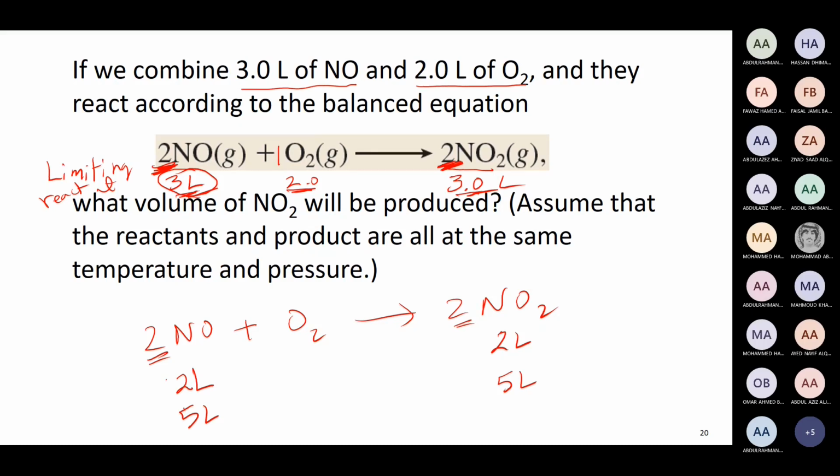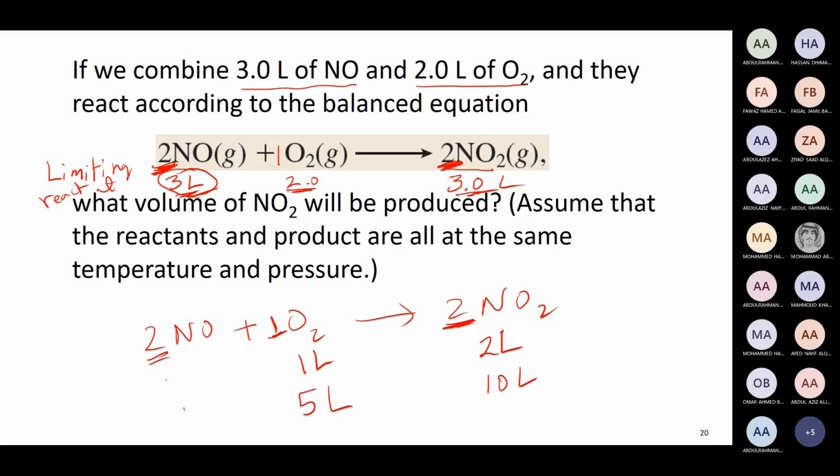If I take the other one, if I have 1 liter of this one, how many liters am I going to produce here? 2 liters. Yes. How about if I have 5 liters? 10 liters, because the relation is 2 to 1. Clear?